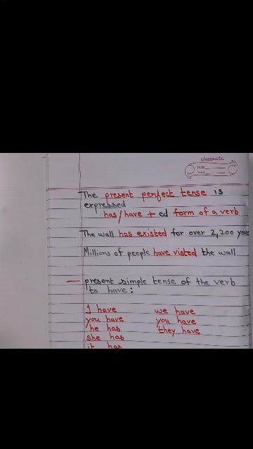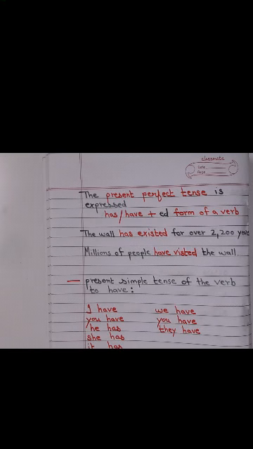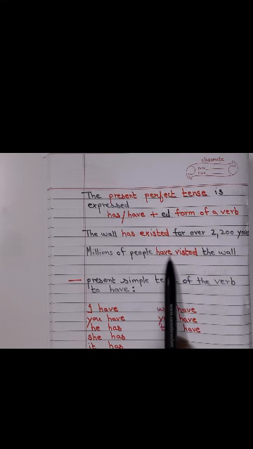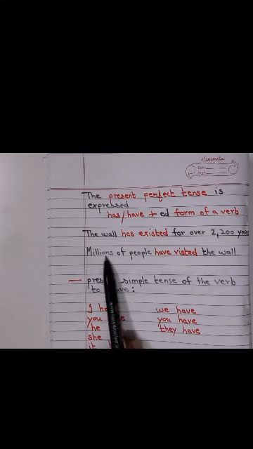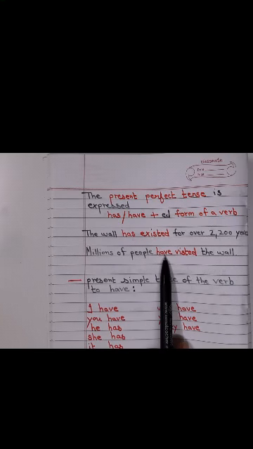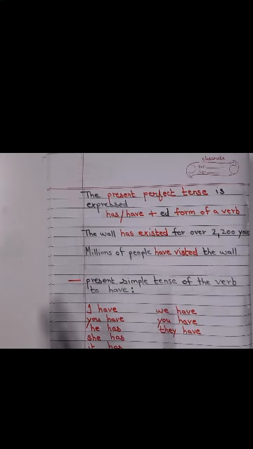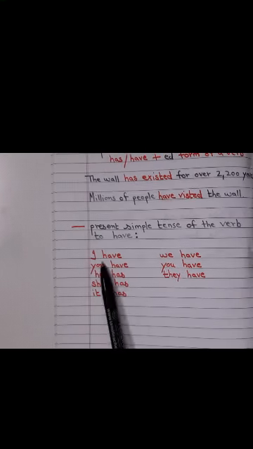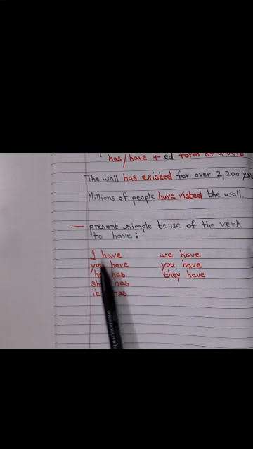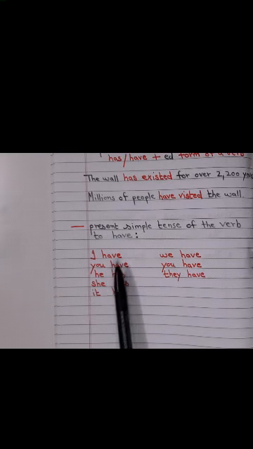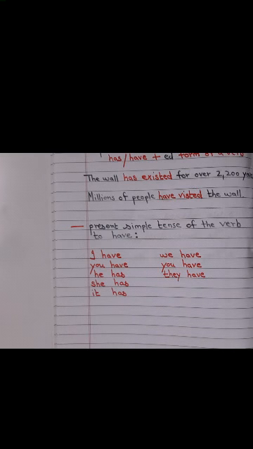Now children, don't get confused. Has, children, is singular or plural? It is singular, and have is plural. See here, millions of people, then we use have, right? Here the wall is singular, so I am using has. See here, I have written for you the present simple tense of the verb to have. That is I have. Children, I is singular, but we use have, right? There are always some exceptions to the rule, children.